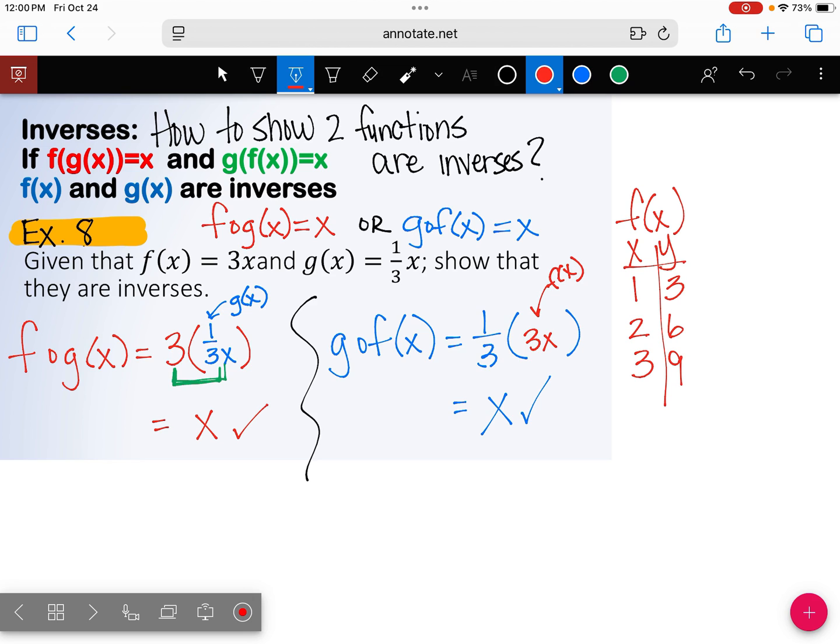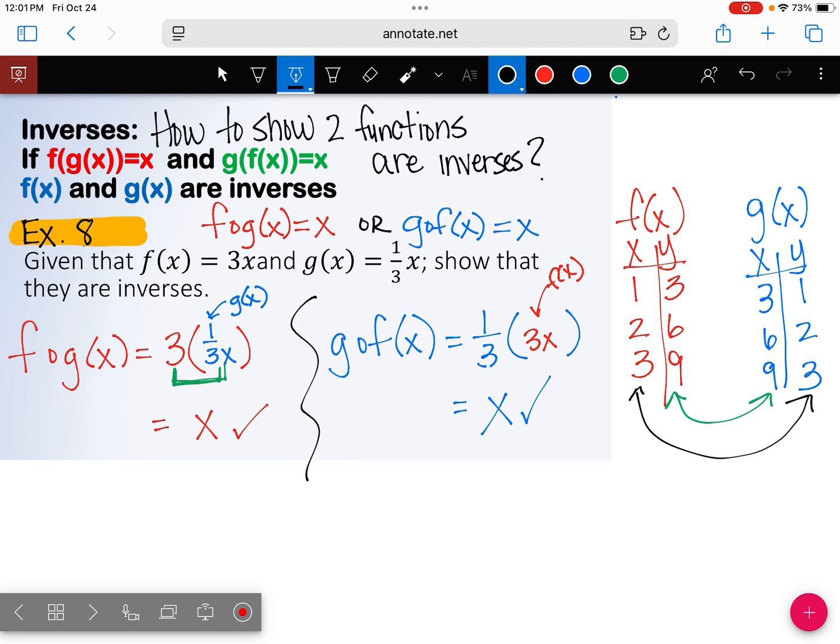What an inverse function says is that for the g of x function, all of your y values are your x, and all of the x values are your y's. That's how we know they're inverses. So notice that these are the same and these are the same. That's the definition of an inverse. Your domain is your range, and your range is your domain.